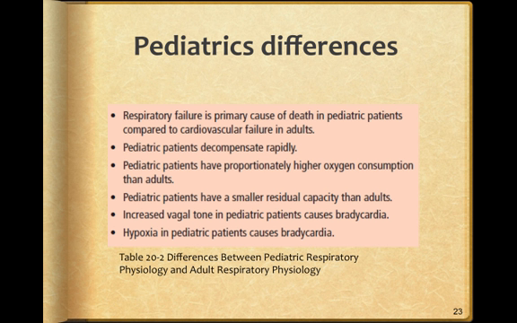Pediatric patients have a proportionally higher oxygen consumption than adults, which tends to make them more hypoxic quicker. Pediatric patients have a smaller residual capacity than an adult, which again, they don't have as much reserve to go to. Increased vagal tone in pediatric patients causes bradycardia. Hypoxia in pediatric patients causes bradycardia. So either one of these, if we continuously try to intubate them, we can increase their vagal tone, or if they become hypoxic, both of these will cause bradycardia. At the point that we start seeing bradycardia, we are very close to the edge of the cliff, if not already over it. We need to get as aggressive as we possibly can.